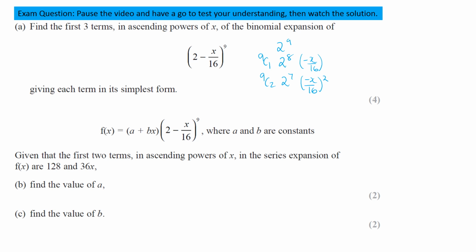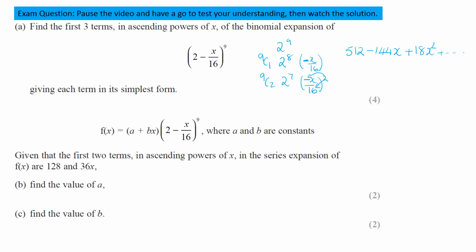So 2 to the 9 is 512. 9c1, anything c1 is going to be 9 times 2 to the 8, and then multiply by minus x over 16. So you need to divide by 16, and because we've just got the single x, it's going to be minus, and that all comes out to be 144x. Then 9c2, 2 to the 7, then remembering to square, so it's going to be minus x all squared, that's going to be plus, and dividing it by 16 squared on your calculator, that comes out to be 18x squared.